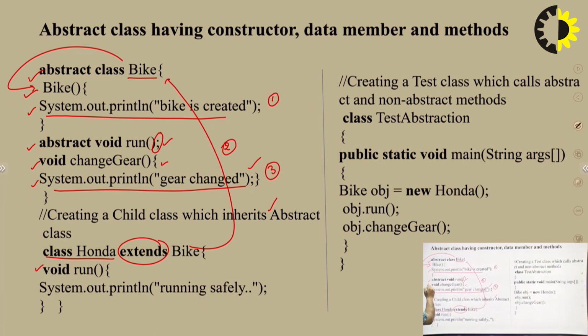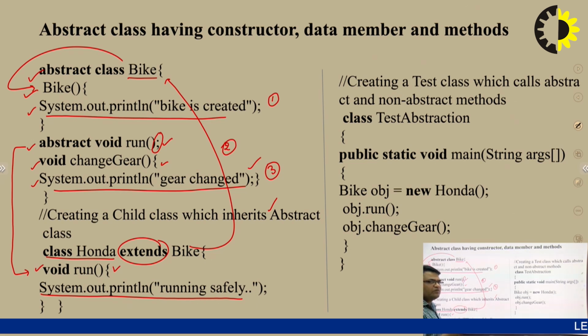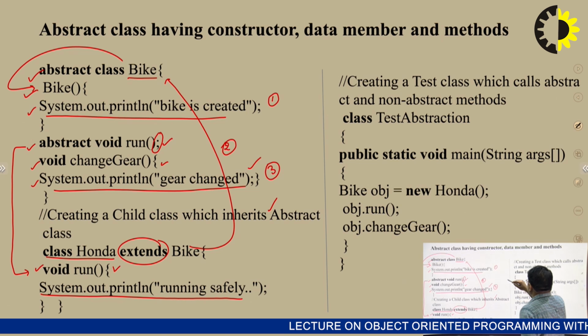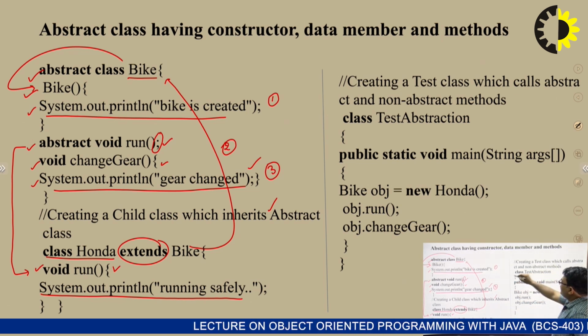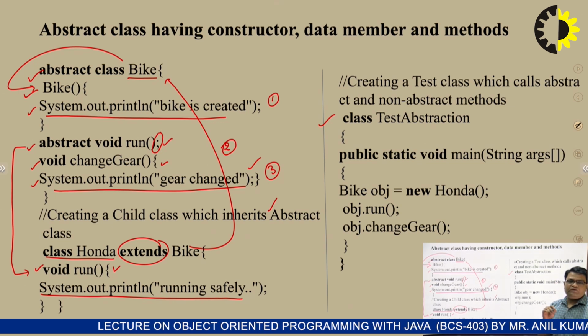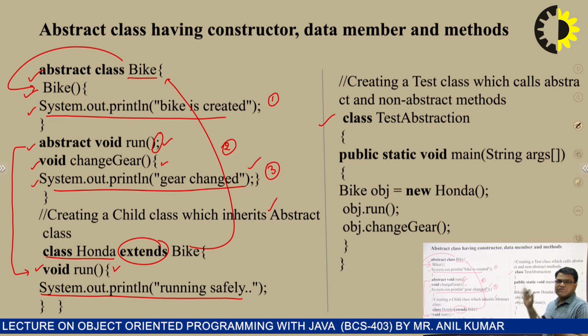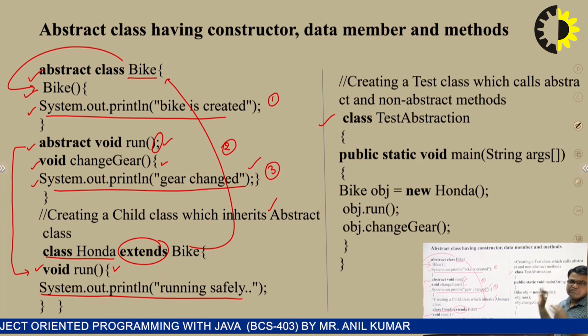The run method is the abstract method, because the first responsibility of this class is to complete the body of the abstract methods. The abstract method is run, and we provide the body and print some logic, "running safely". We provide the implementation, the message, for the abstract method declared inside the abstract class. Here we can again take a different class for the test, for the main method and for creating an object of this class.